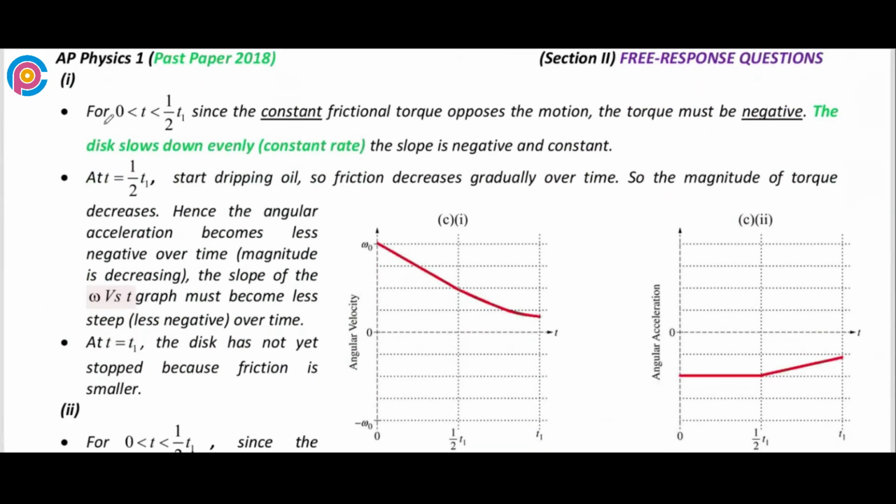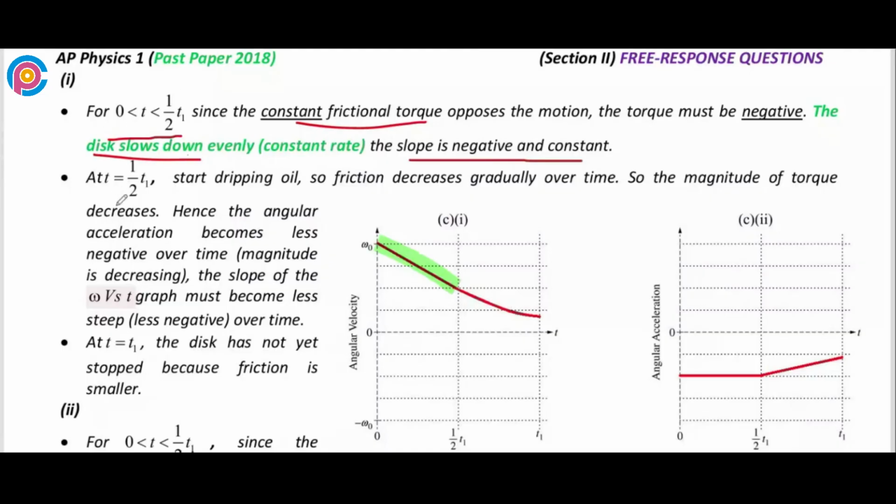Point-wise discussion. From 0 to t half, a constant frictional torque is acting. So the torque is negative and this slows the disk down evenly. The slope is negative and constant in this period. So you can see that in this part the decrease in velocity is uniform. Velocity is decreasing, with a negative slope, but the value of the slope is constant.